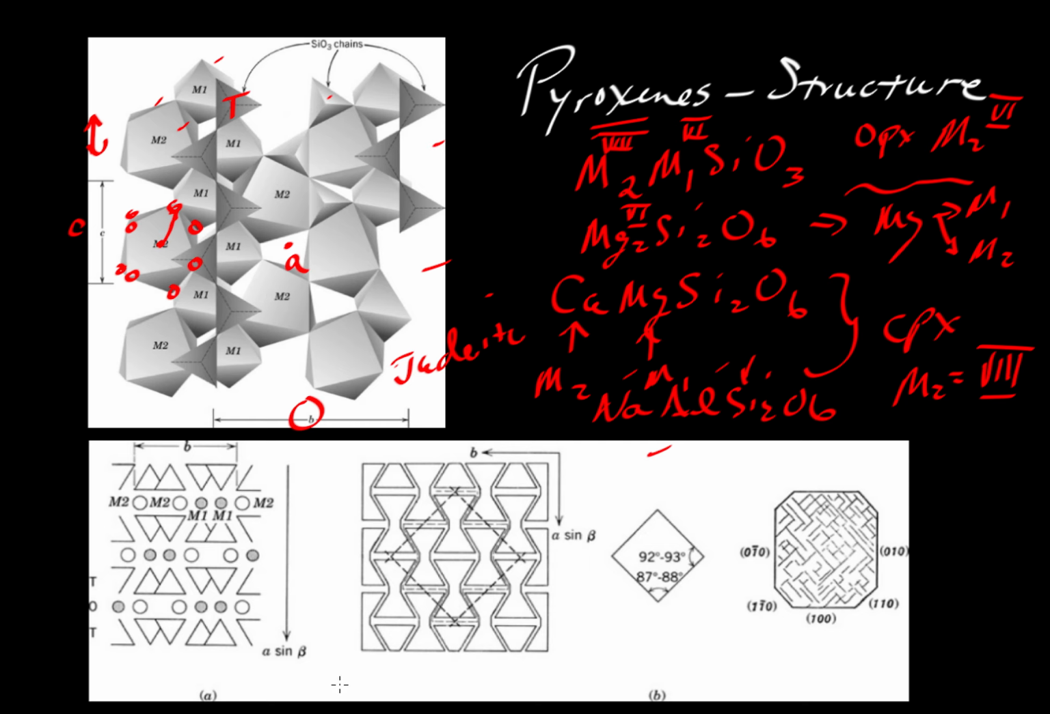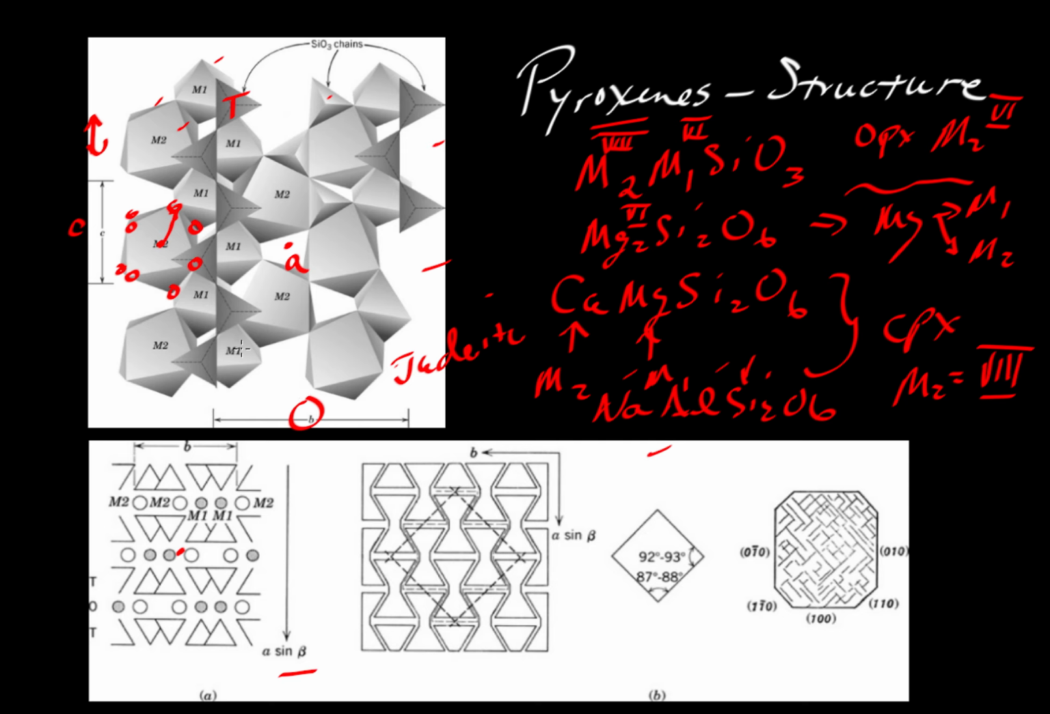How about over here? Take a look. This is A sine beta, where beta is the angle between the A and C axes, and then we have B again going left to right. Well, this gets this kind of odd value here, not A, but A sine beta, because here we're looking down the C axis. So the C axis here in this case is coming in and out of the board.